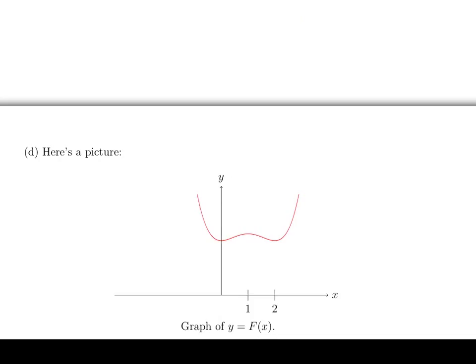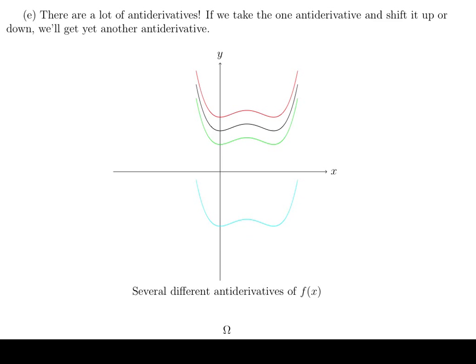And then the last question is about how many antiderivatives does little f have? Well, it turns out that there are lots of antiderivatives. All you have to do is take the one antiderivative we have and shift it up or down, and we'll get yet another antiderivative. It's basically just adding a constant to this function, and constants, when you differentiate them, disappear, so all of these functions will have the same derivative. So there's lots of different antiderivatives. In fact, you could say that there are infinitely many by just choosing different vertical shifting factors to put in.